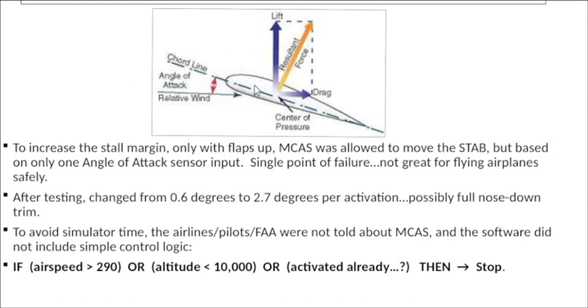So here's the chord line I was talking about. Here's the relative wind, center of pressure, center of lift really, which includes the drag, and this is the resulting force of lift.